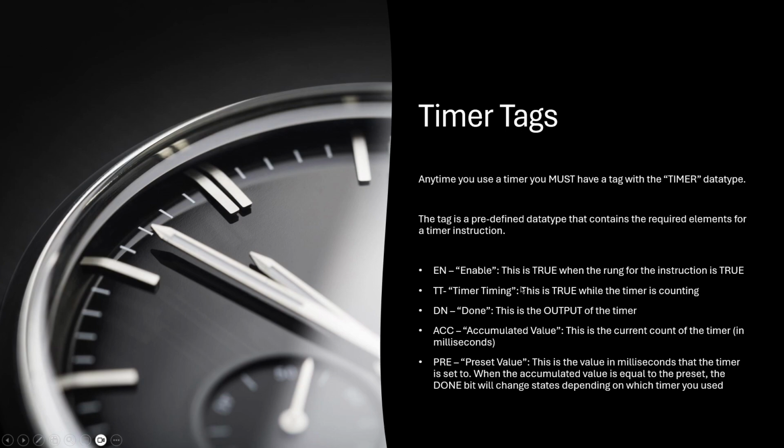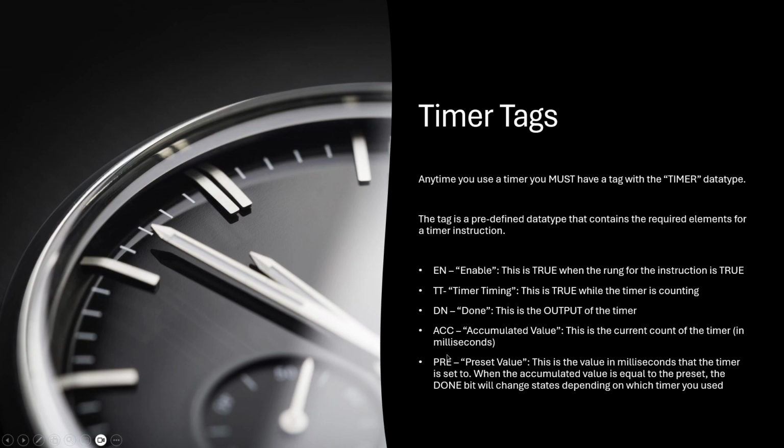But once the set point is equal to the accumulated or the elapsed time, then the timer timing bit will go off, and the only thing that will be active is the enable bit. And in some situations, depending on what timer you're using, the done bit. So that's the next part, the done bit, abbreviated DN. This is the output of our timer. So no matter what type of timer you're using, usually if you're using it in your program, the part that you really care about for your code is going to be the done bit.